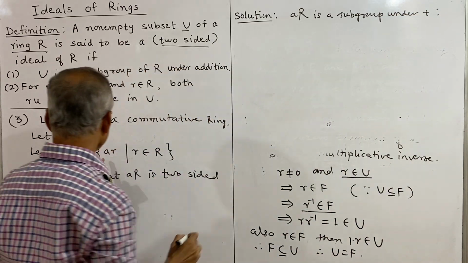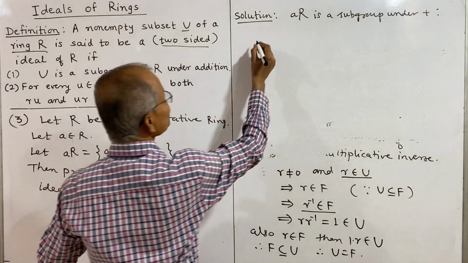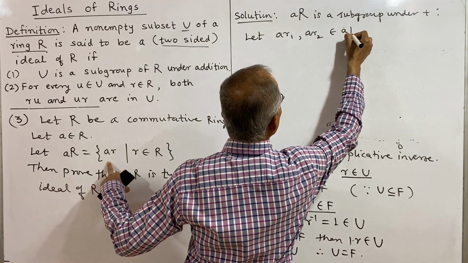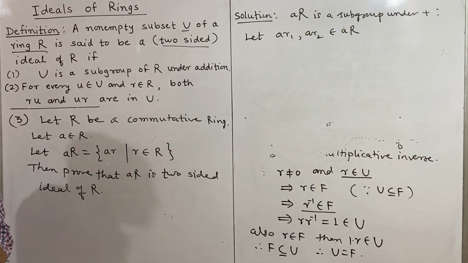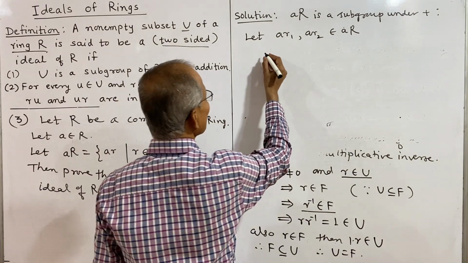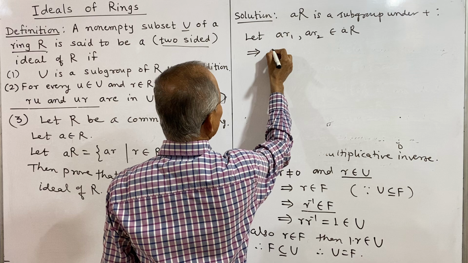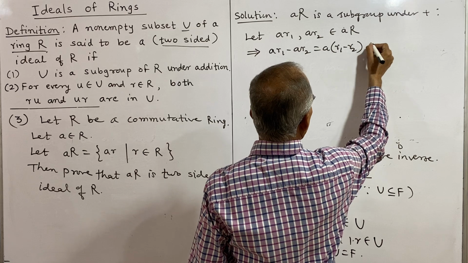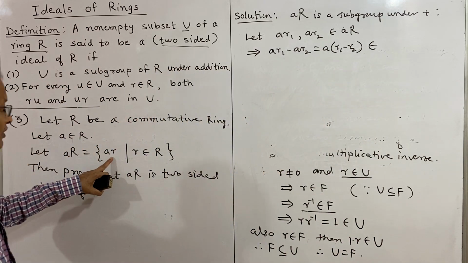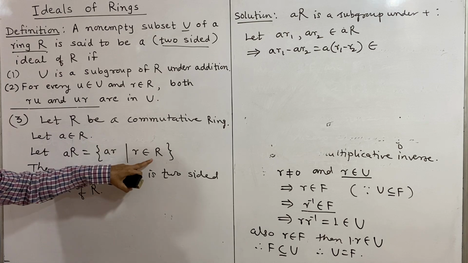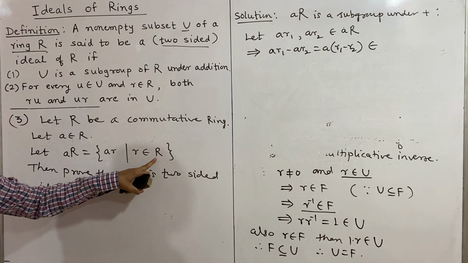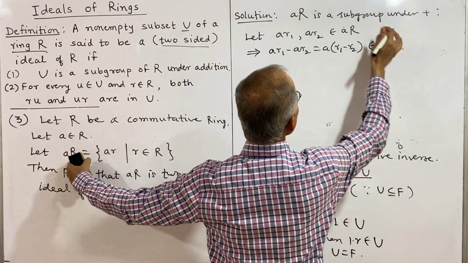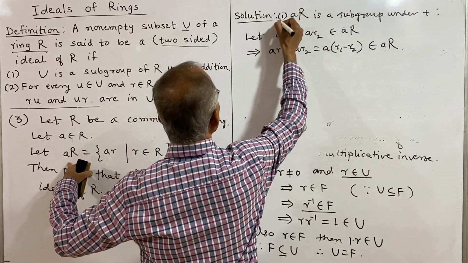and for this purpose two elements in aR can be taken as ar1. Let ar1 and ar2 belong to aR. What we need to prove is ar1 minus ar2. Then this implies ar1 minus ar2, or a is common, a times (r1 minus r2), and this belongs to this set because r1 and r2 are elements of R, r1 minus r2 is also an element of R, and therefore this element belongs to the set aR, and this proves subgroup. Now what about the second condition?